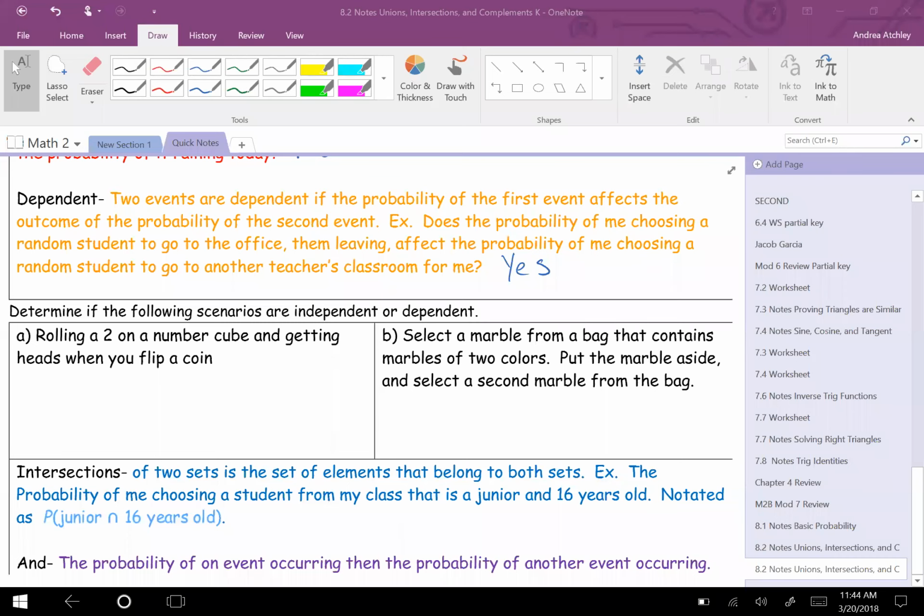Okay, are the following event scenarios independent or dependent? So if I roll a 2 on a number cube and then get heads when I flip a coin, are they independent or dependent? They're independent. It doesn't matter. Rolling the dice doesn't change how I flip a coin, right? So these are independent.